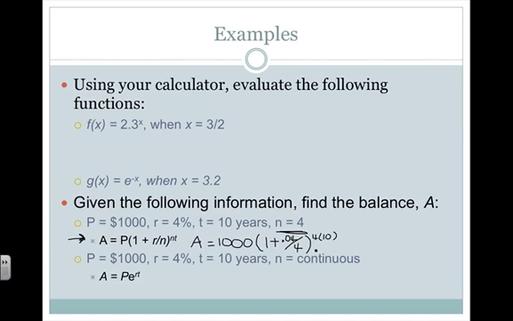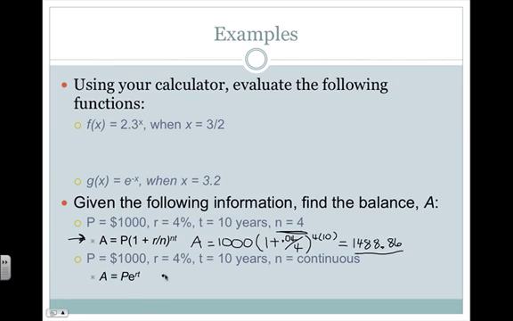So this is what your equation would look like on paper. So make sure when you type this into your calculator, you're doing everything that we did above in the previous examples. If you get this into your calculator correctly, you're going to get the answer 1,488.86. So that means after 10 years of $1,000 being compounded at the rate of 4%, 4 times over a period of 10 years, you're going to have $1,488.86 in that account. So you've actually made $488.86.